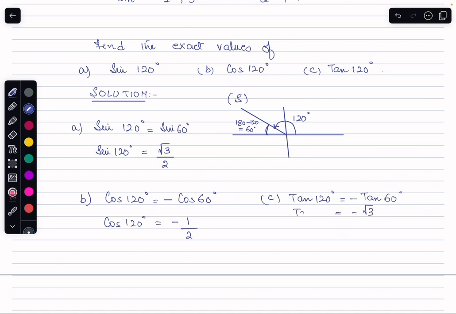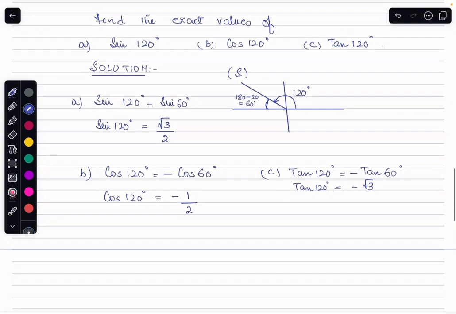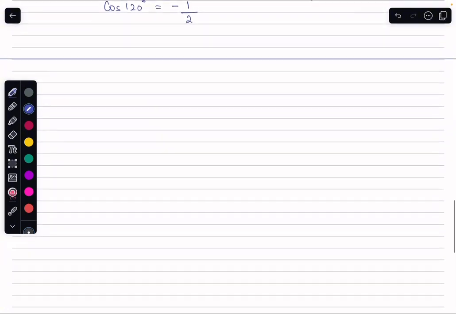So tan of 120 degrees shall be equal to negative under root 3. This is how we shall be solving the questions with respect to the general angles which may be lying in the second quadrant, fourth quadrant, or third quadrant, and so on. Let's do some more examples.